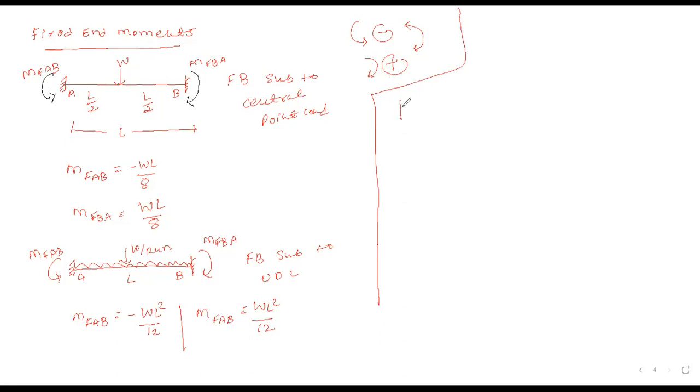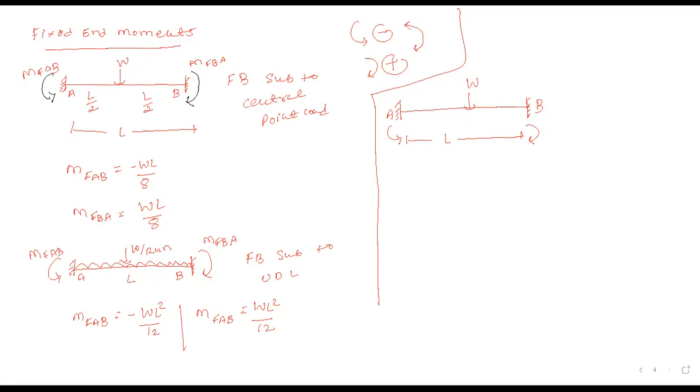Chaliye. Let me consider the third kind of beam: fixed beam subjected to eccentrical kind of loading. Now, what is eccentrical? Can anyone tell me in the chat box? What is the meaning of eccentrical? चलिए बताइए.